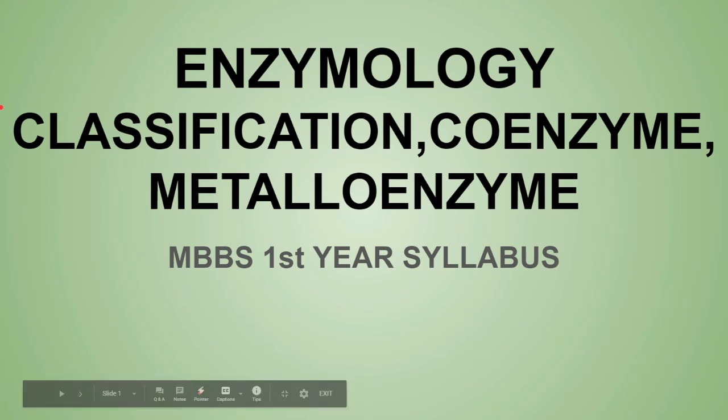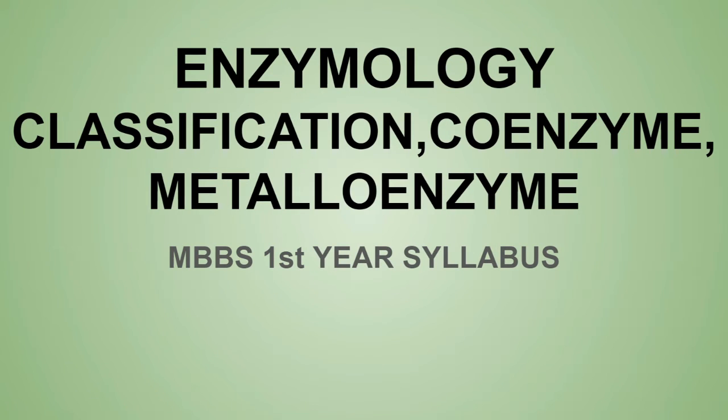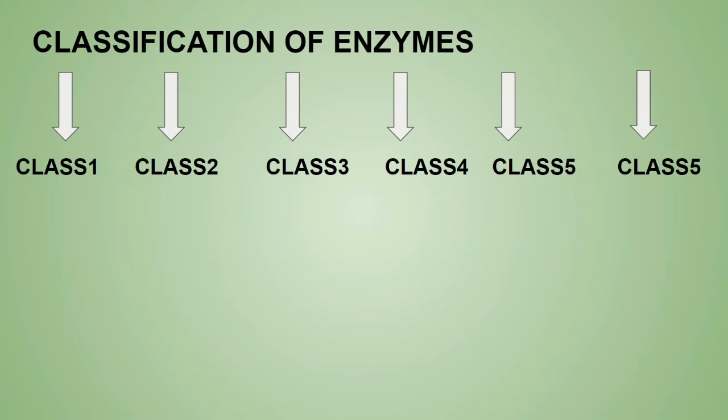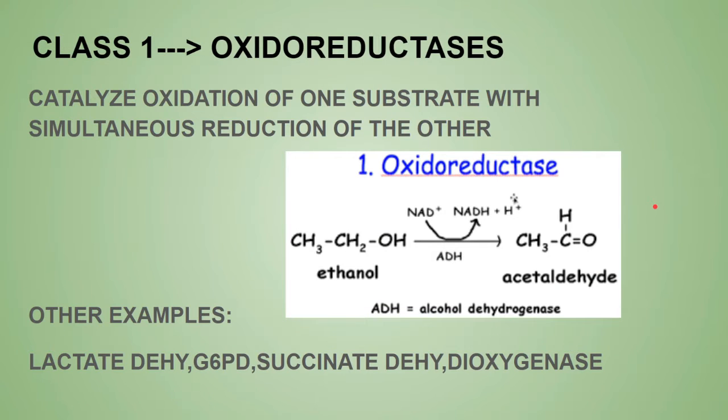Hello everyone. Today we'll discuss the classification of enzymes, coenzyme and metalloenzyme. First of all, the classification of the enzyme is mainly done on the basis of 6 classes of enzymes. Out of which the first one is the oxidoreductases enzyme.